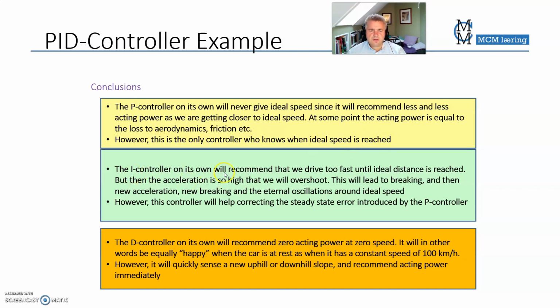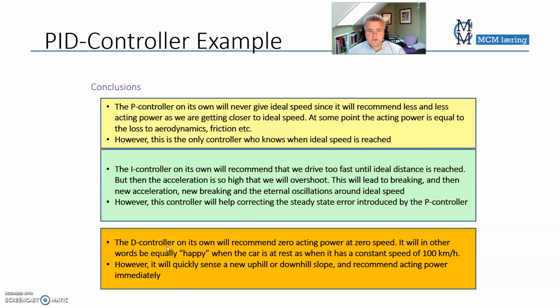The I controller on its own will recommend that we drive too fast until the ideal distance is reached, but then the acceleration is so high and the velocity also is so high that we will overshoot, which will lead us to braking, and then a new acceleration, new braking, and the eternal oscillations will then occur. However, this is the control that will help correcting the steady state error from the P here.